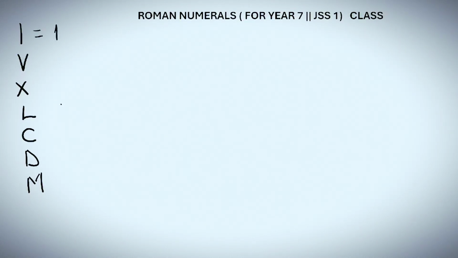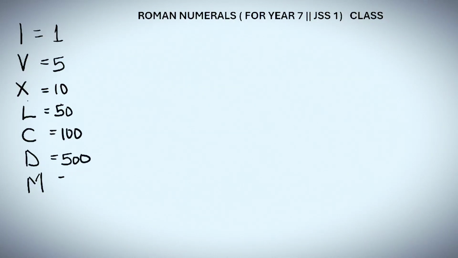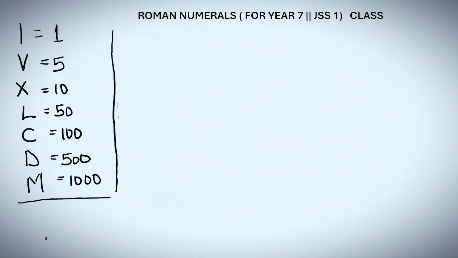This one is number 1. This is number 5. This one is number 10. This one is number 50. This one is number 100. This is 500. And this is 1000. These are the 7 important Roman figures we need to know. If you know these 7 Roman figures, we are good to go in solving questions as regards Roman numerals.